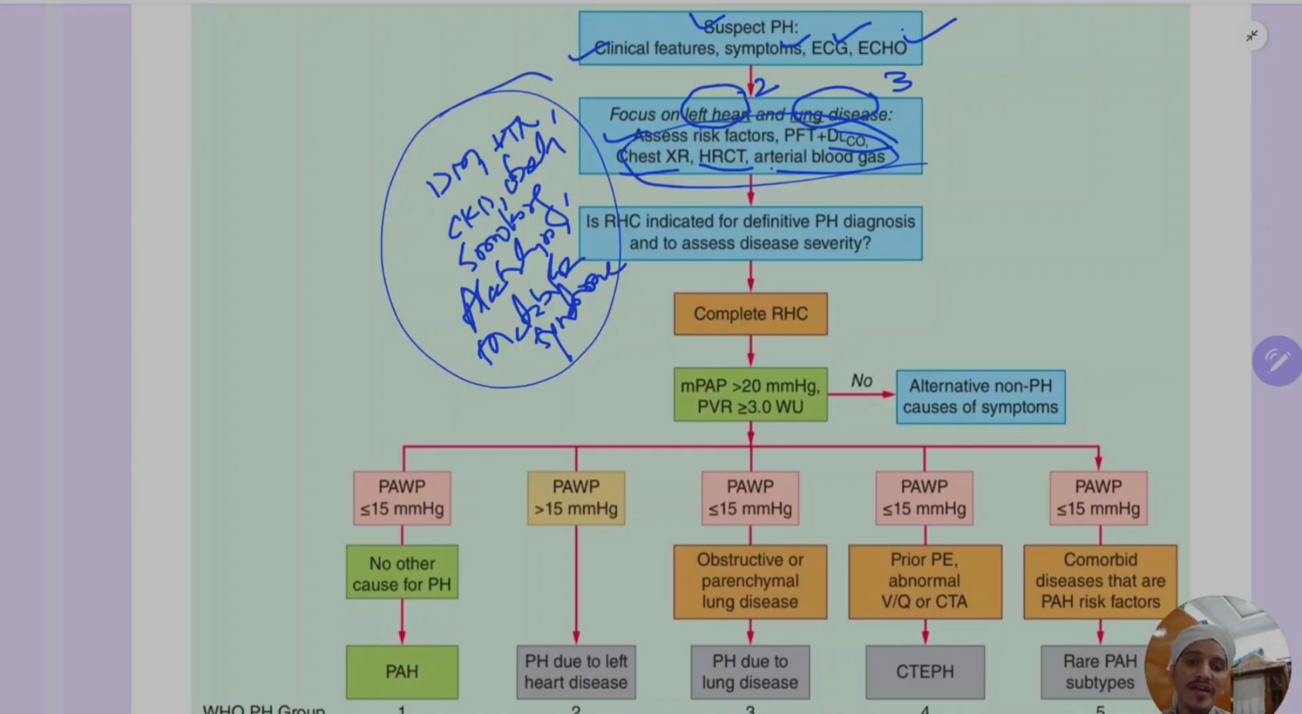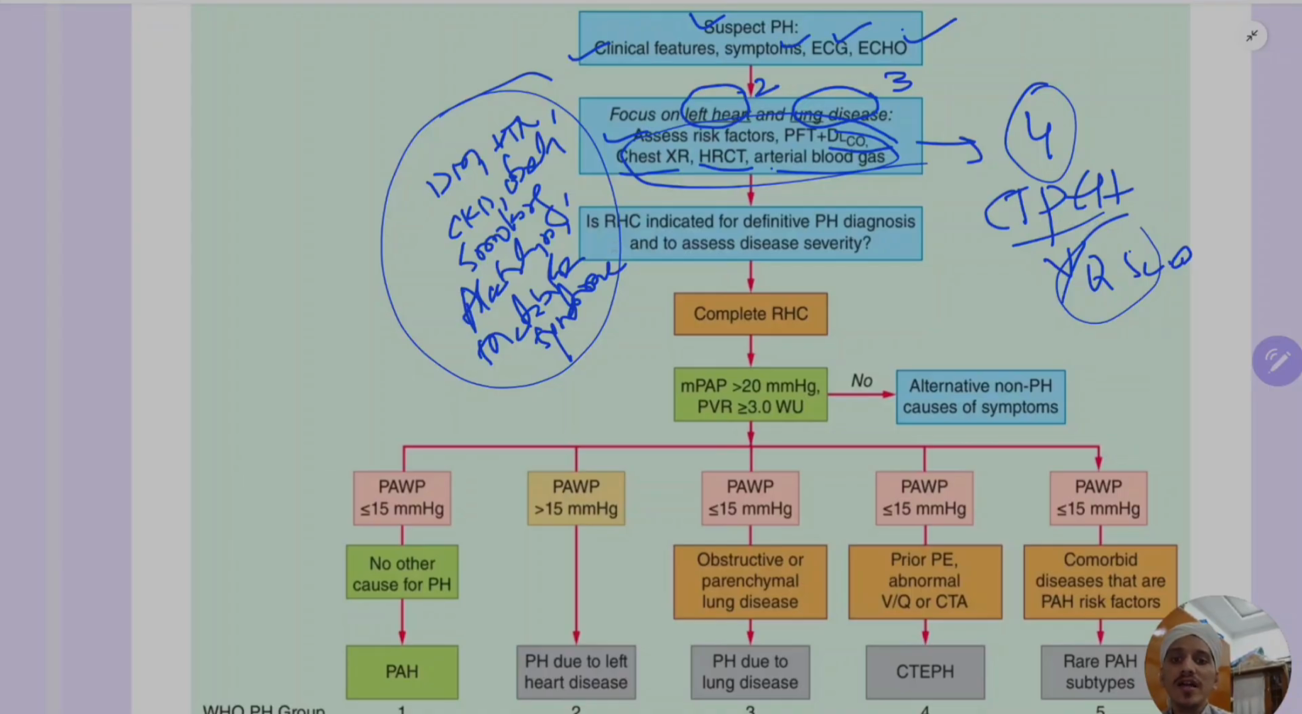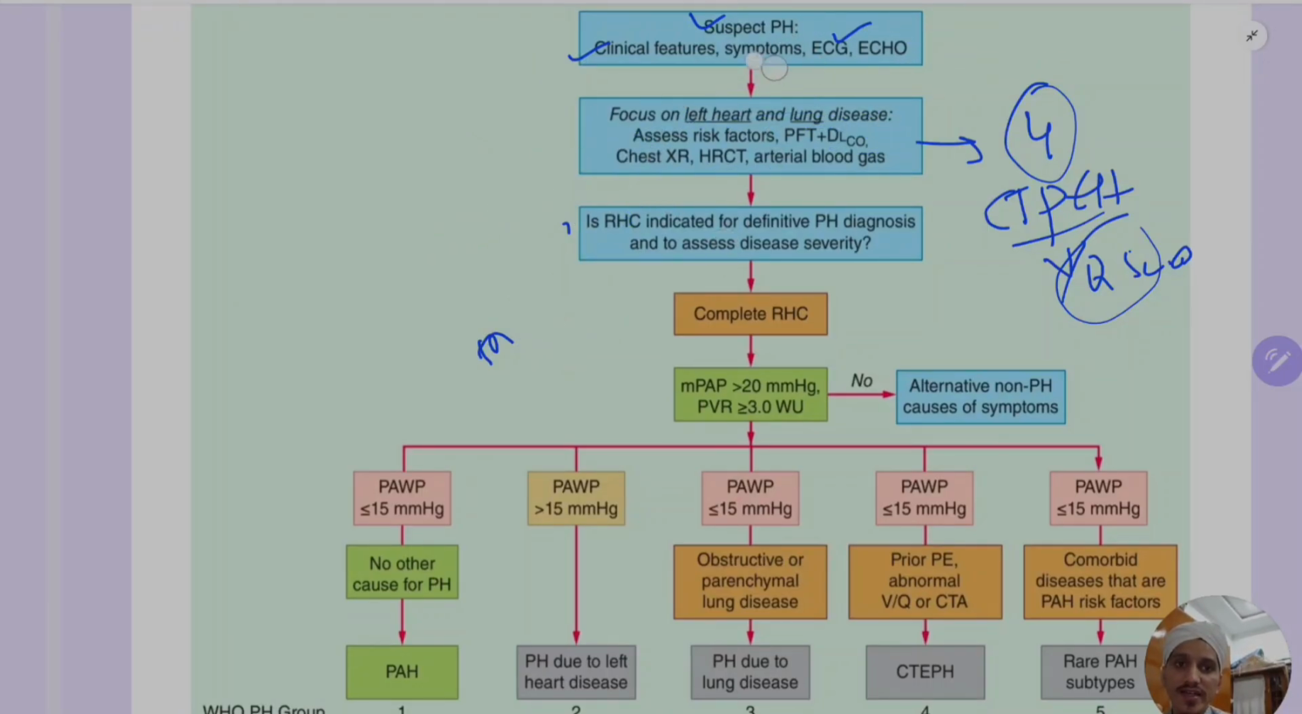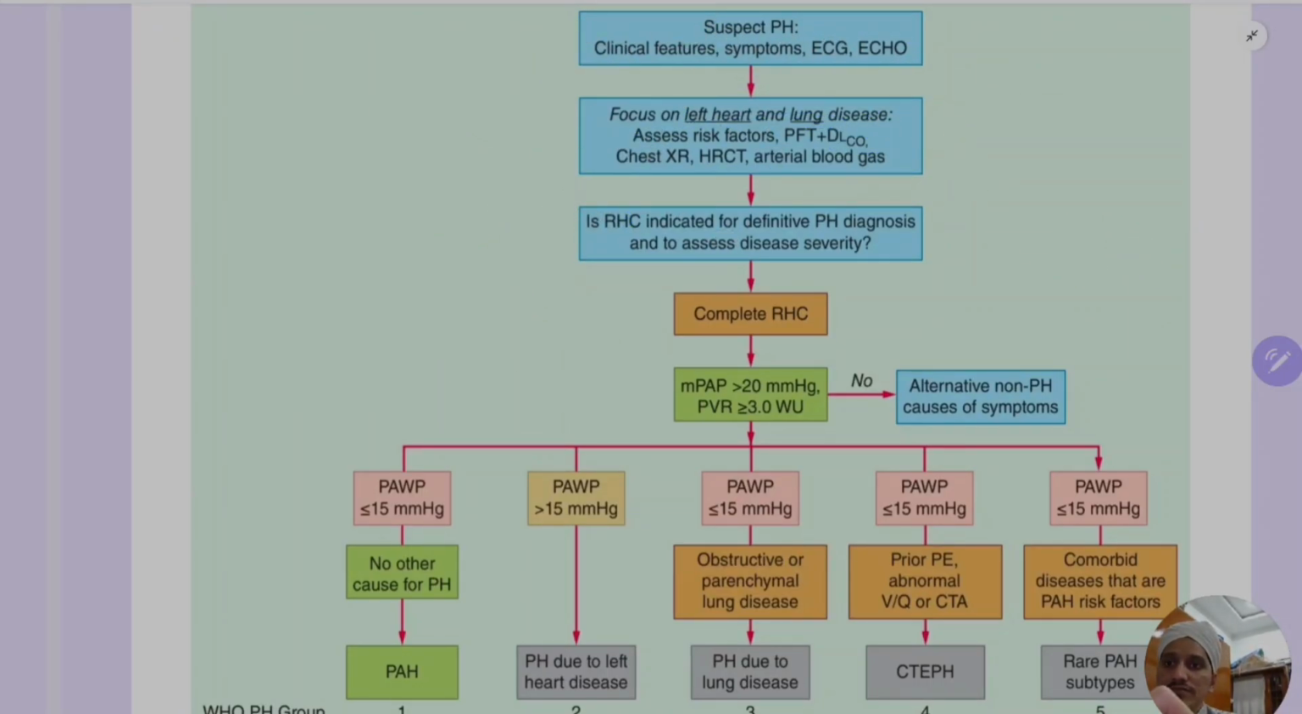So once you have made a diagnosis, that is one thing. One more thing is group 4 you will exclude. What is group 4? CTEPH, chronic thromboembolism, by doing a V/Q scan. Now you will confirm it by right heart catheterization. Now, one thing Harrison says here is: RHC indicated for definitive pulmonary hypertension diagnosis and to assess severity? So you should ask this question.